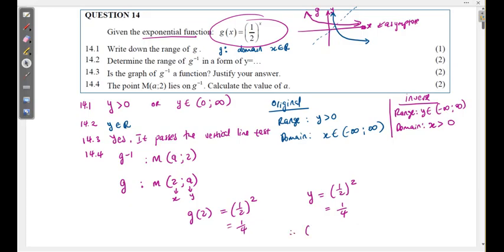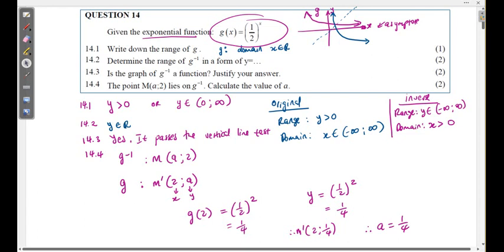Perfect, which means that the point will be, so here we usually put this to say it's not the same as the original. So it means the inverse would be 2 and 1/4. Therefore, it means a is equal to 1/4. Are we clear then? Right, so these are some of the things we need to remind ourselves, especially since I know they like the exponential. Those are the things we should always look out for.